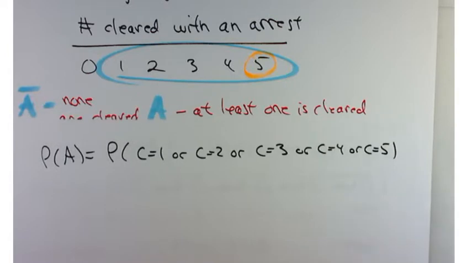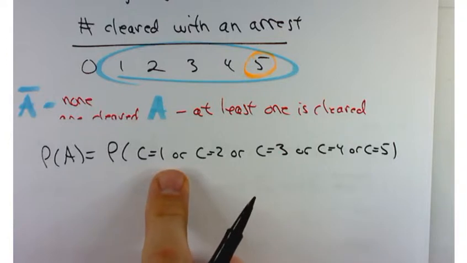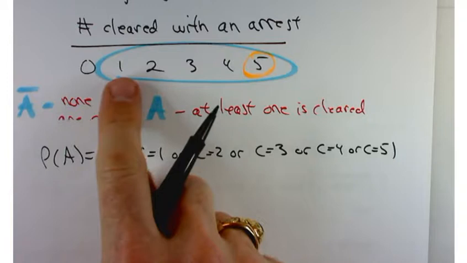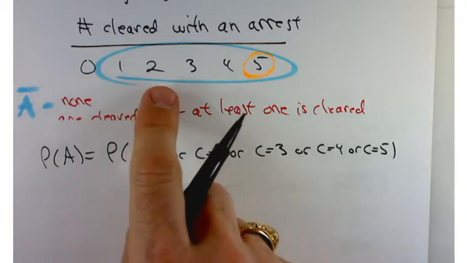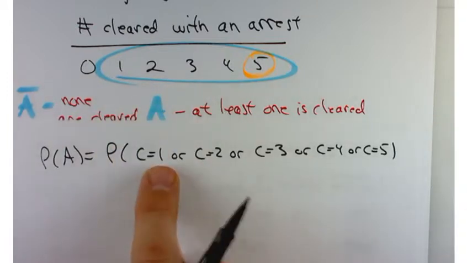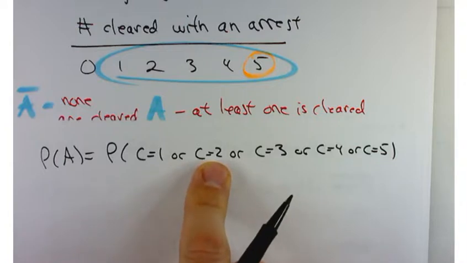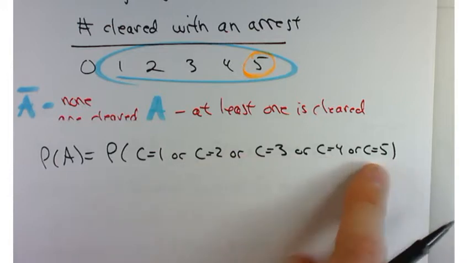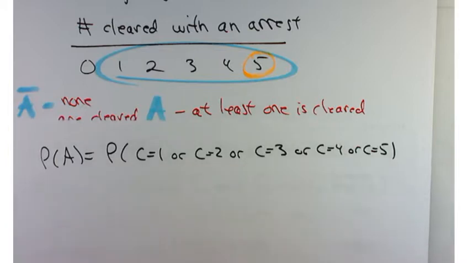And within this, oh man, there's five different ways that you could have just one case cleared. You could have the first one cleared, the second one cleared, the third one, etc. So you'd have five different calculations there, and then six, I think there's six ways here, etc., six here, five, and then one. So it'd just be an enormous amount of calculation.